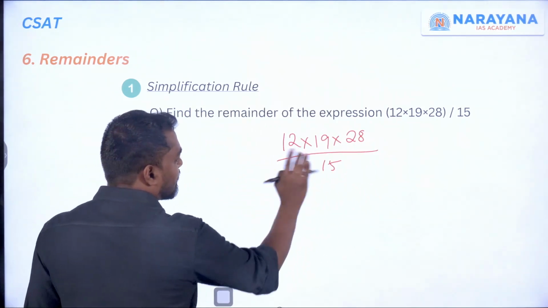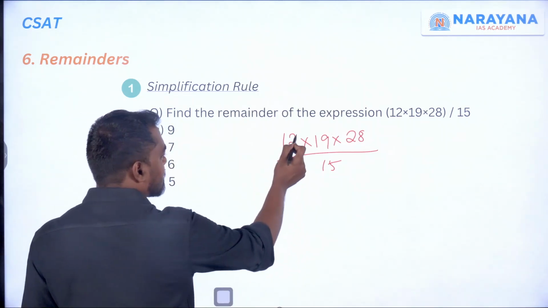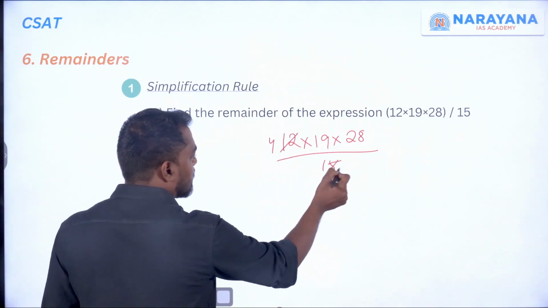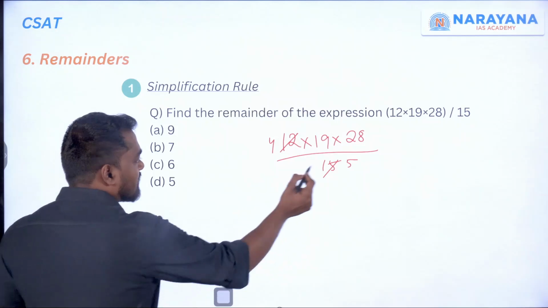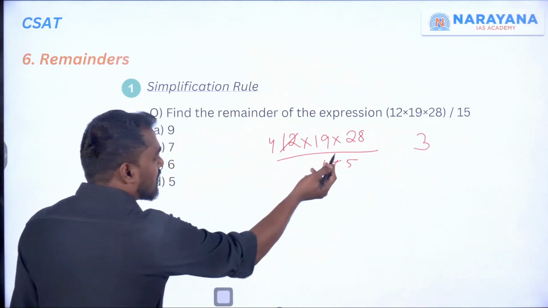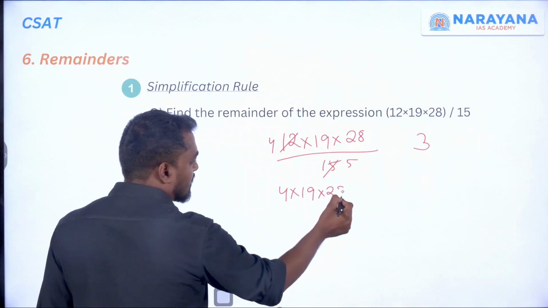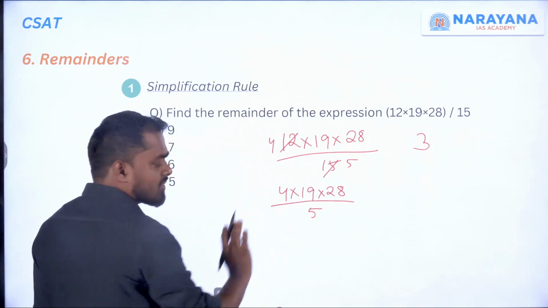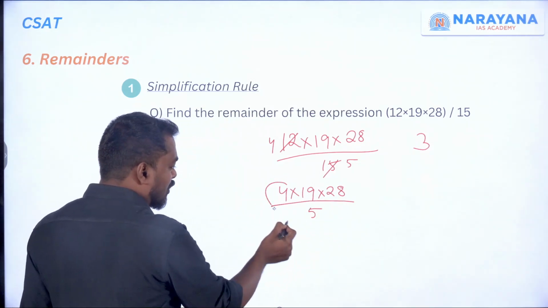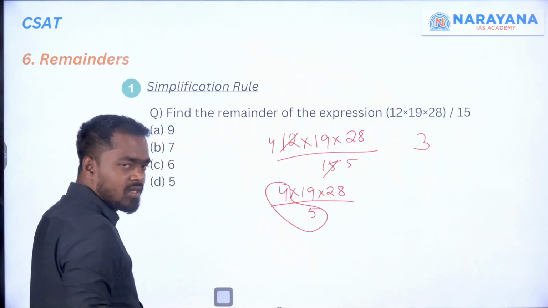for 12 and 15 there is a common factor, right? That is nothing but 3 4s are 12, 3 5s are 15. So write this 3 separately. What is the remaining expression? 4 into 19 into 28 by 5. If you divide this 4 with 5, what is the remainder?